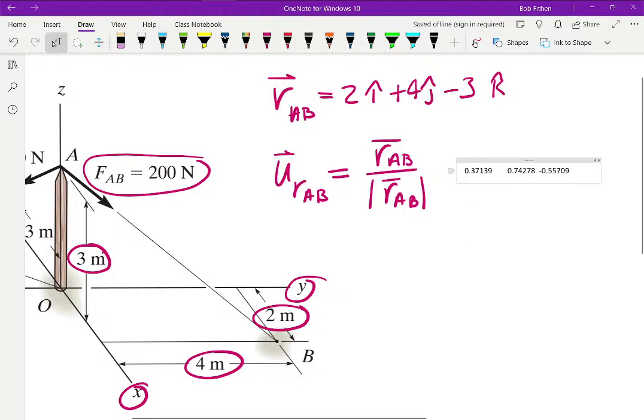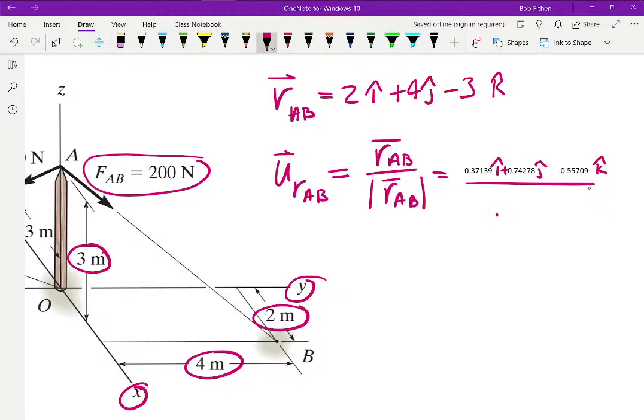Oops. Give myself some space. And then I'll pull out the pen. R equals this times i plus this times j minus this times k. There's my base vector.